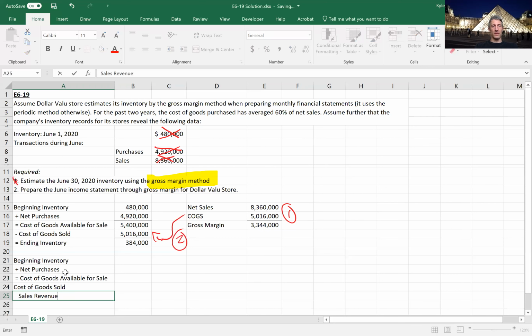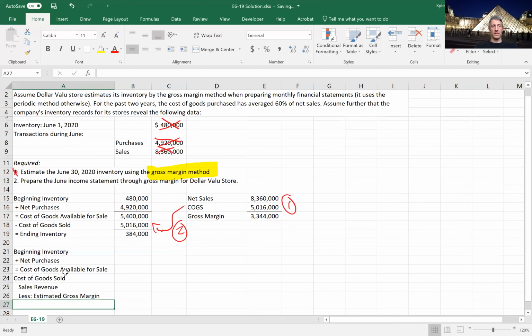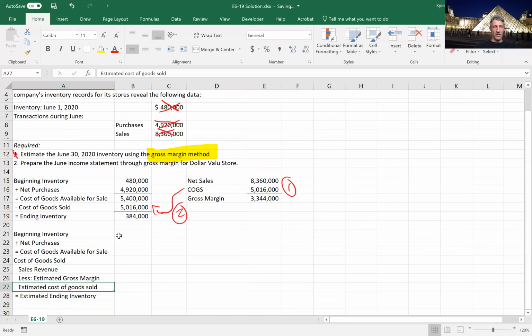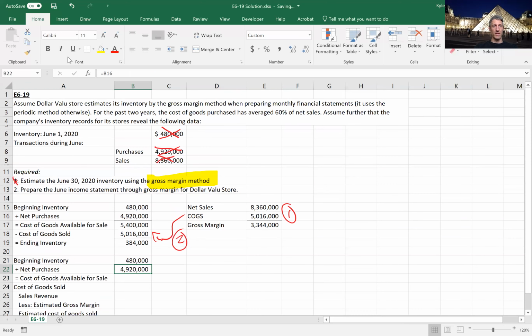Sales revenue to do that, and less the estimated gross margin to get the estimated cost of goods sold. And of course, the result of all of that is going to be the estimated ending inventory. Okay, so the beginning inventory doesn't change. It's still the 480,000, and the net purchases doesn't change. It's still the $4.9 million.